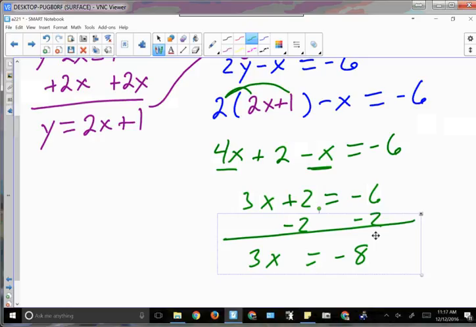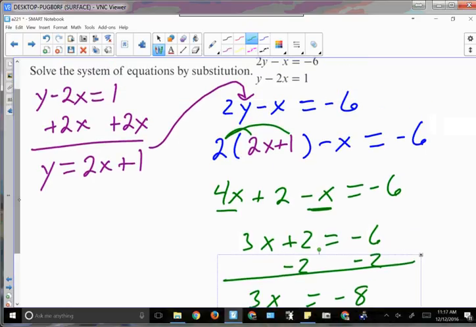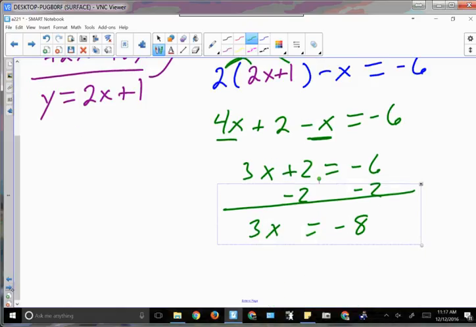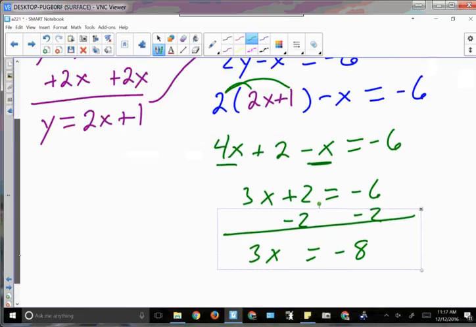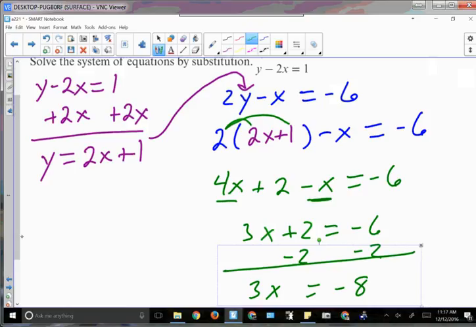So far, so good? Does everything look like it's working the way it's supposed to be? And the answer is no, I screwed up. How did I figure that out? Well, I got 3x is equal to negative 8. That's a fraction. Yeah, we can get fractions in here, but I probably messed up somewhere along the line because it should be an easy problem to solve, right? Does anybody see what I missed?